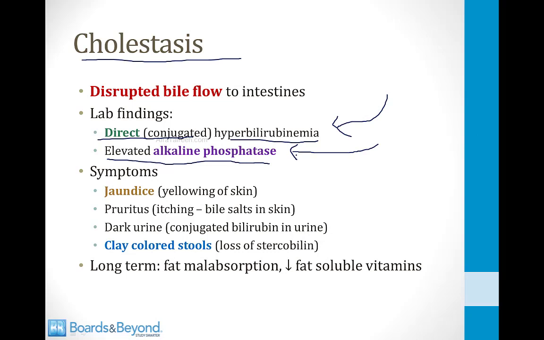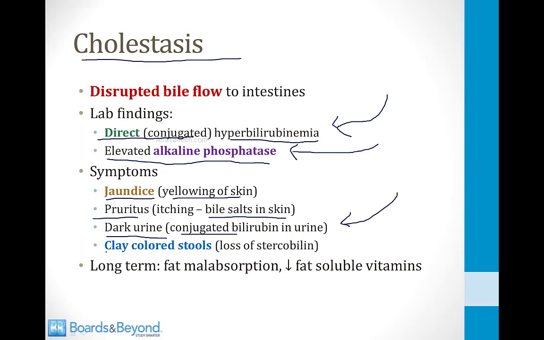The symptoms of cholestasis include jaundice, which is yellowing of the skin. This happens when the bilirubin level is high. There's also pruritus. This is itching, and this is believed to occur because bile salts deposit in the skin. You can also sometimes see dark urine. If you have elevated conjugated bilirubin levels, the urine will turn dark. I talk more about this in the bilirubin module.